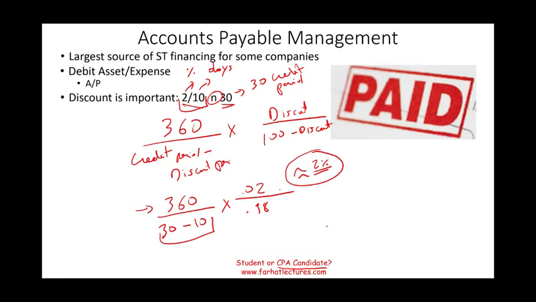Well, if you are paying on day 10, and we're assuming you're paying on day 10, you're saving 2% every 20 days. So what does that mean? How many 20 days do we have in a year? 360. So now that's 360 divided by 20. This should be around 18. Okay, around 18. So you're saving this 2% 18 times a year.